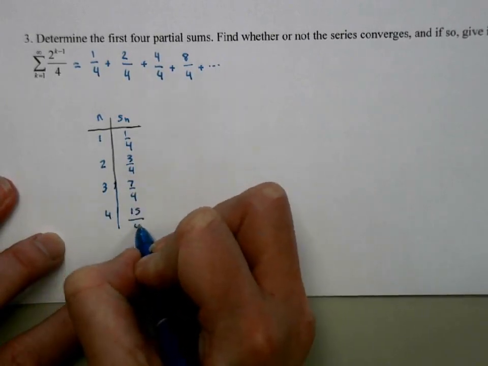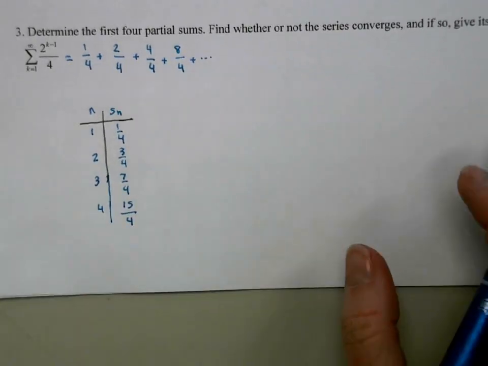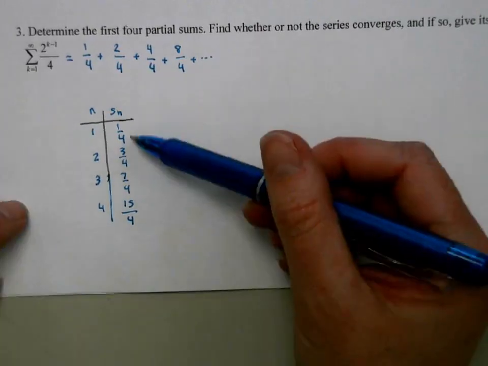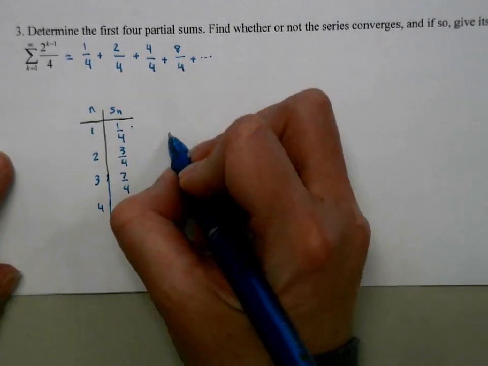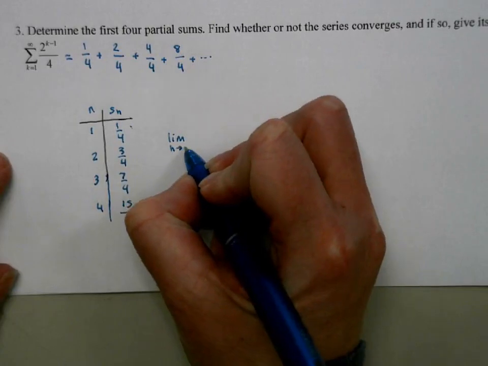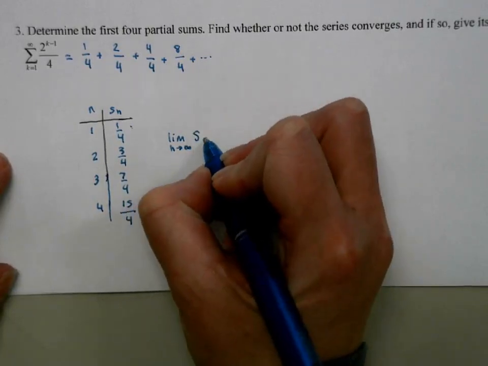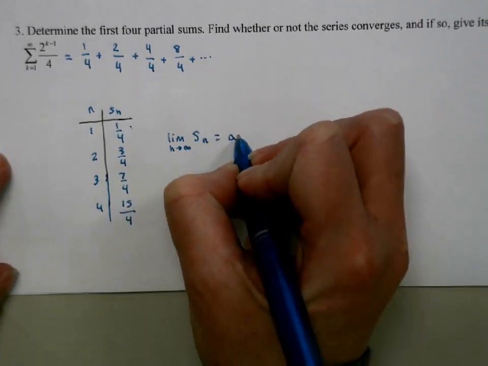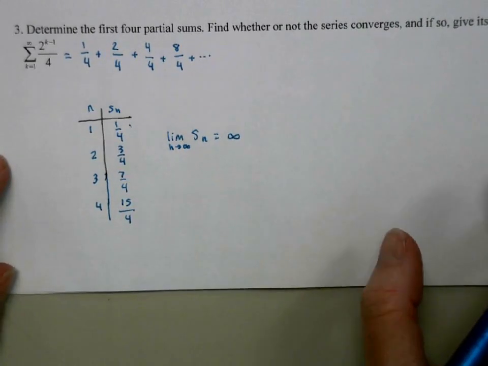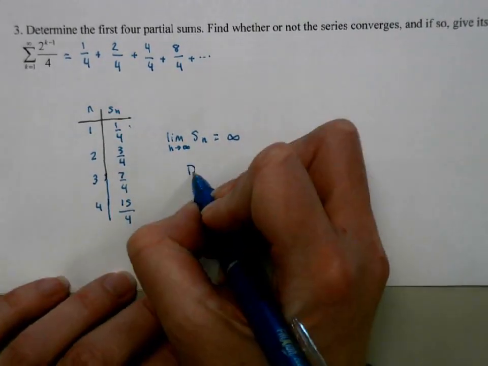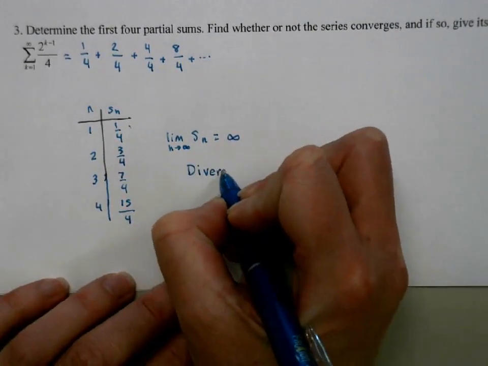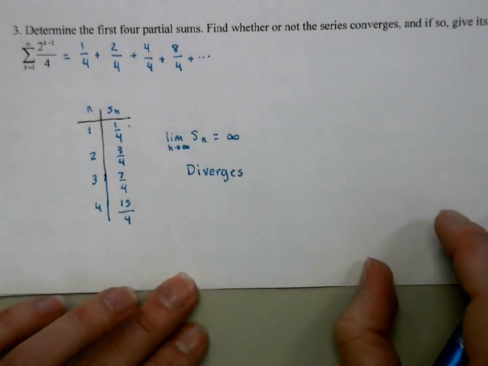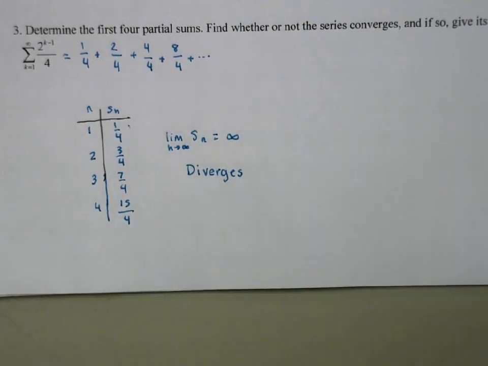Unlike some of the previous examples we've seen, these numbers just keep getting bigger and bigger. So if I look at the limit of those sums, the limit is infinity. It keeps getting bigger and bigger and bigger, which means this series diverges. So that's investigating the partial sums. We'll look at many other tests throughout the next couple weeks.